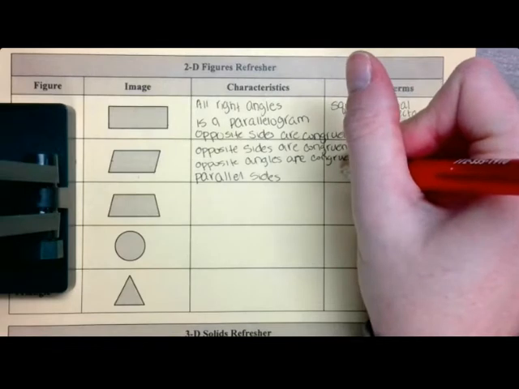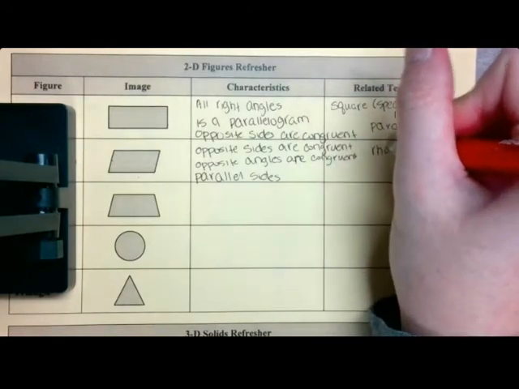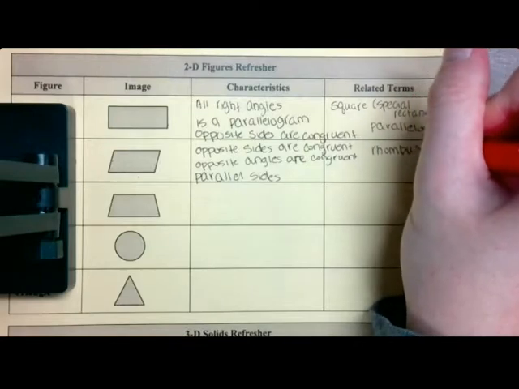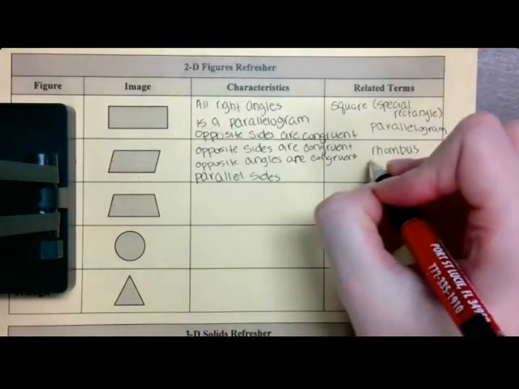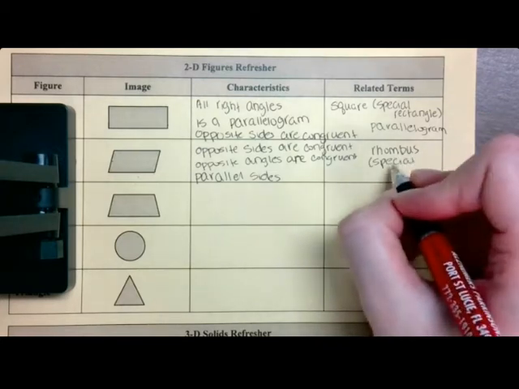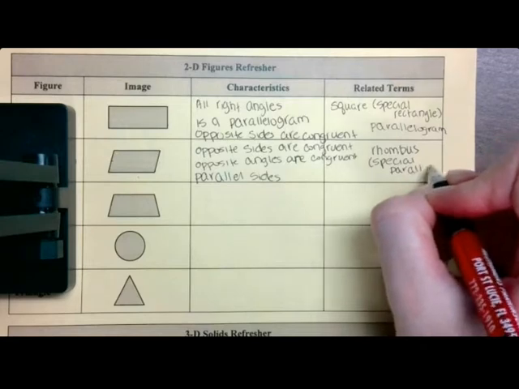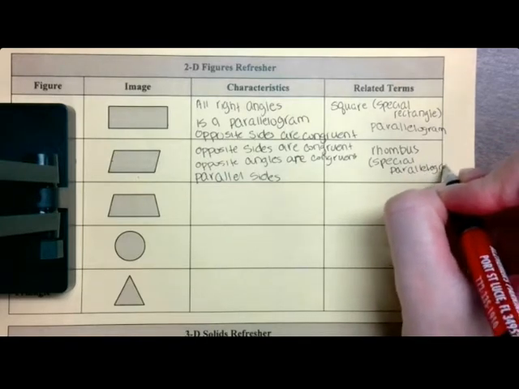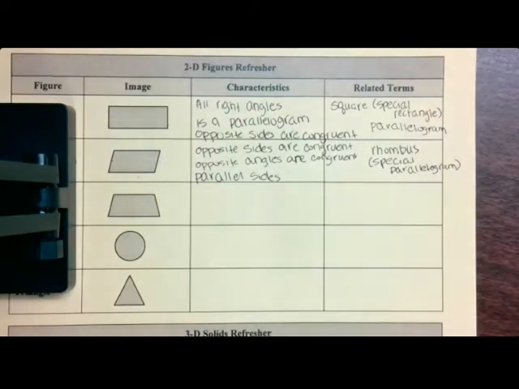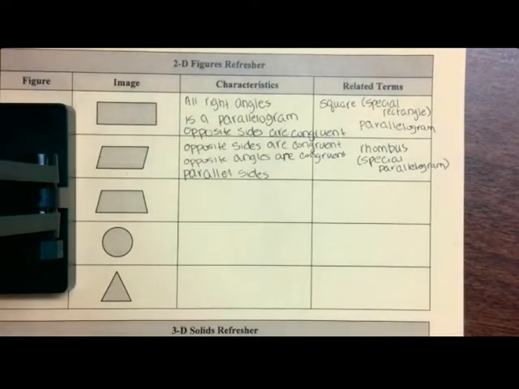And then down in the related terms, we're going to put a rhombus, because a rhombus is kind of like a special parallelogram. Okay, a rhombus is a special parallelogram. Okay.